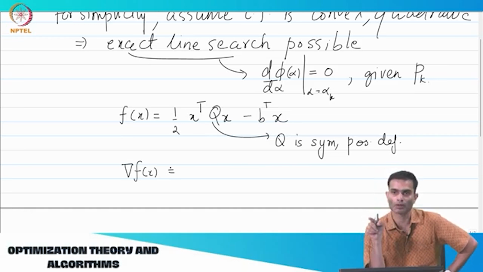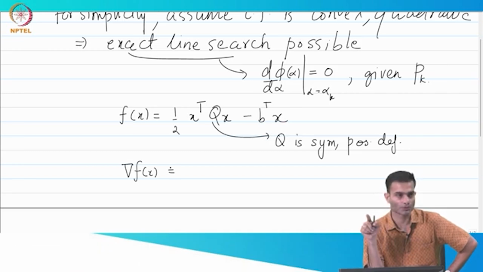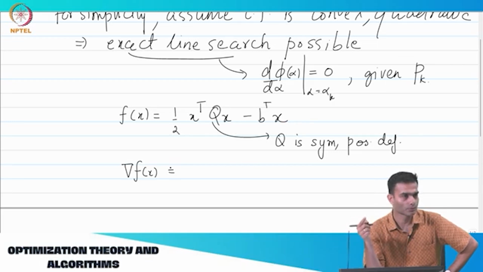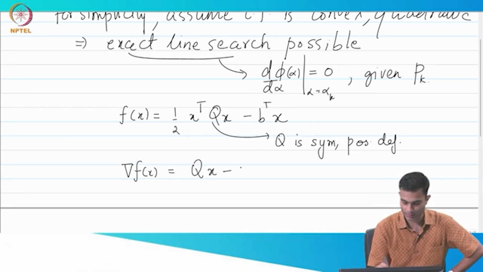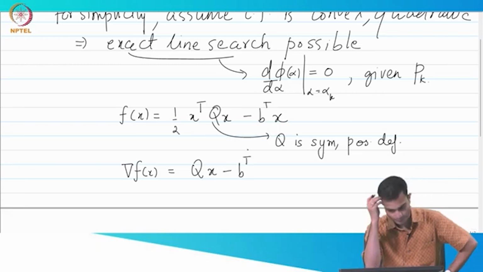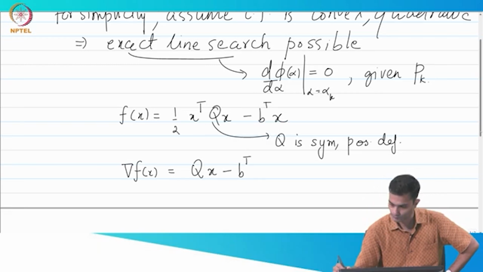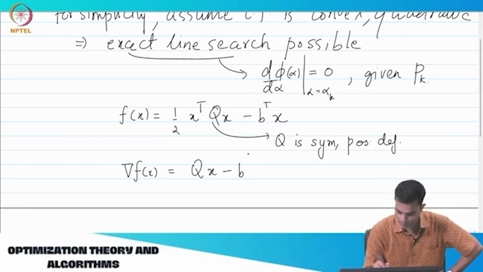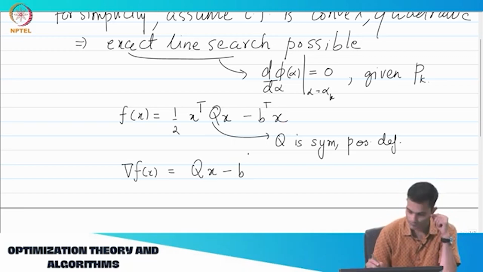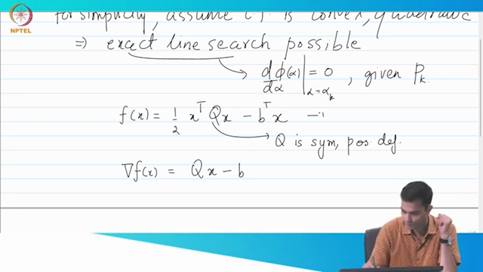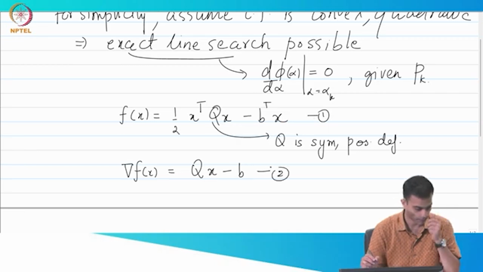First term I can do by product rule. What will I get? Q plus Q transpose, the whole thing multiplied by x. It's symmetric. Q plus Q transpose will give me 2 times Q, right? And the half cancels off. I am left with Qx minus B transpose. Okay. So let's call this 1, this is 2.